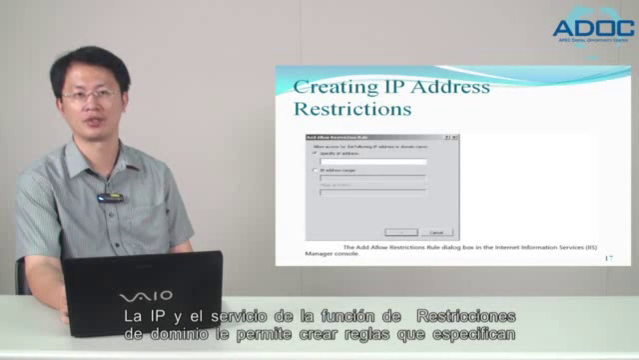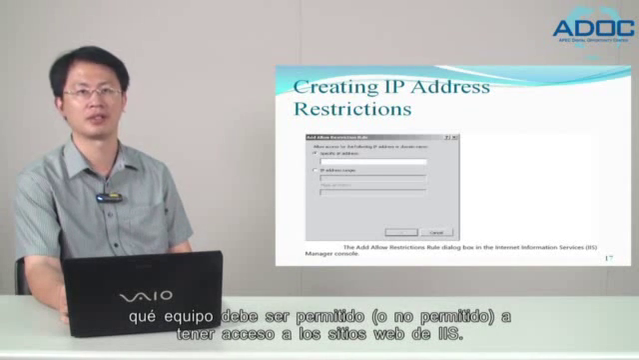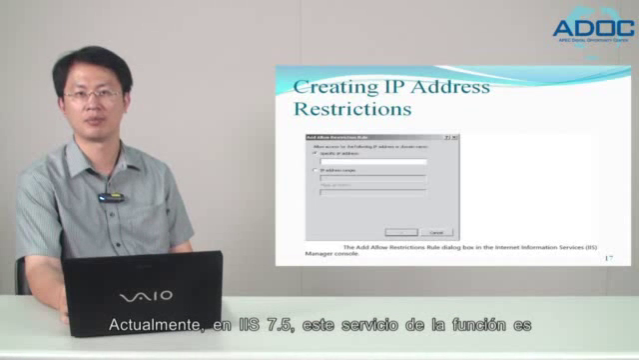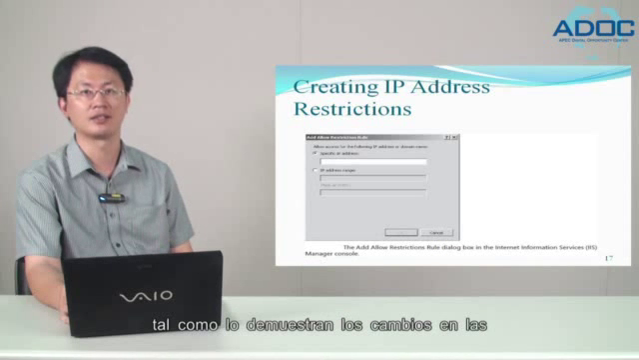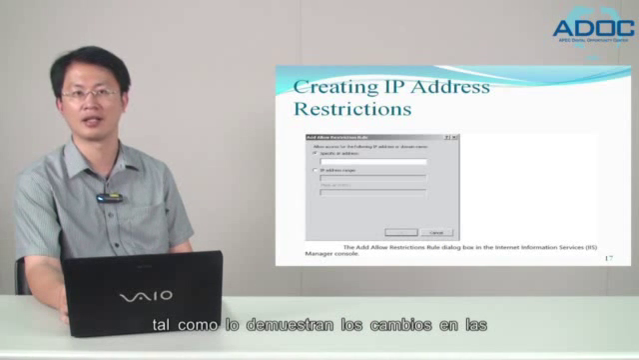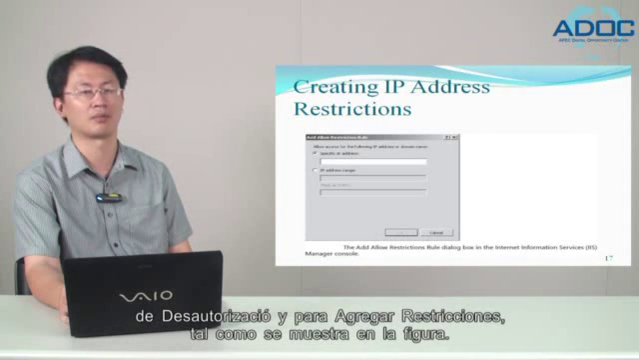The IP and domain restrictions role service enables you to create rules that specify which computers should be permitted or not permitted to access your IIS websites. In IIS 7.5, this role service now supports Internet Protocol version 6, IPv6, addresses, as evident by the changes in the add allow restriction rule and add deny restriction rule dialog boxes, as shown in the figure.